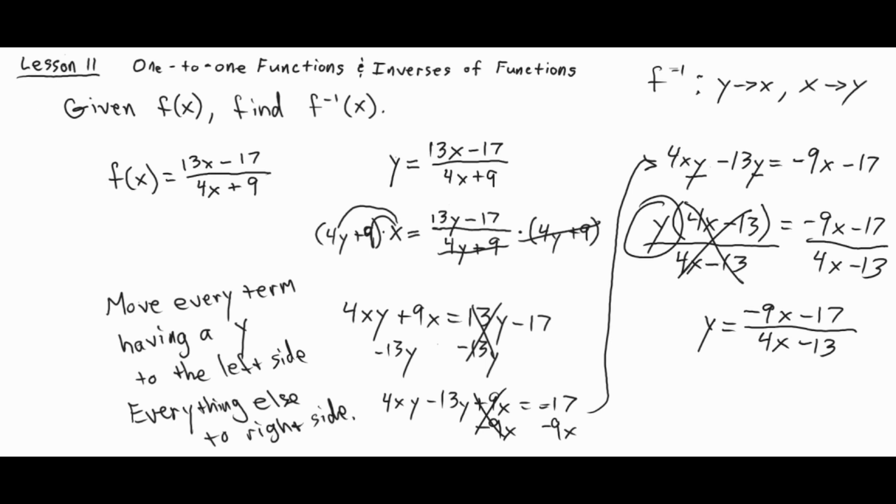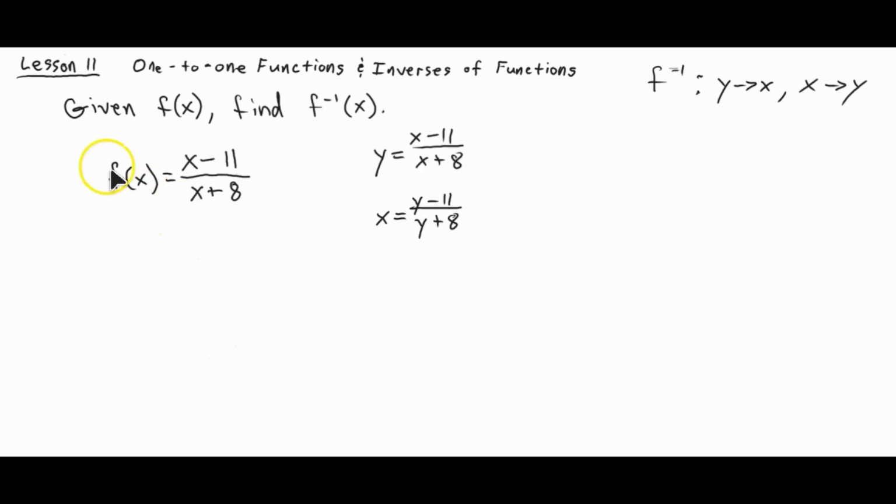Okay? And so we can say f inverse of x is equal to negative 9x minus 17 over 4x minus 13. Okay? Let's do one more of these. Okay, so we've got this rational function. F of x is x minus 11 over x plus 8.